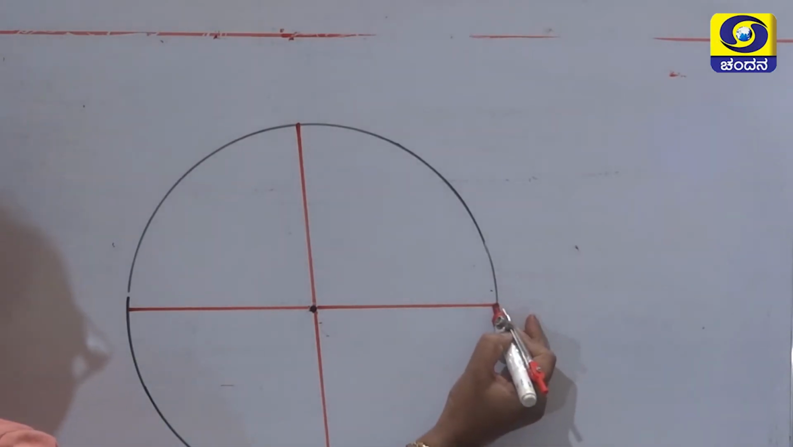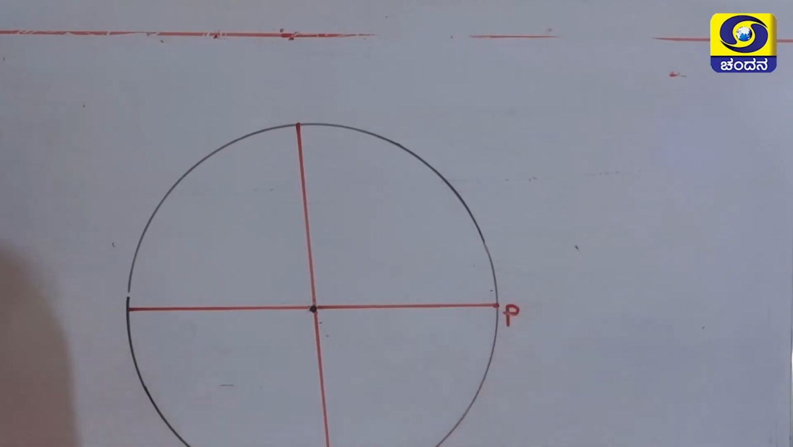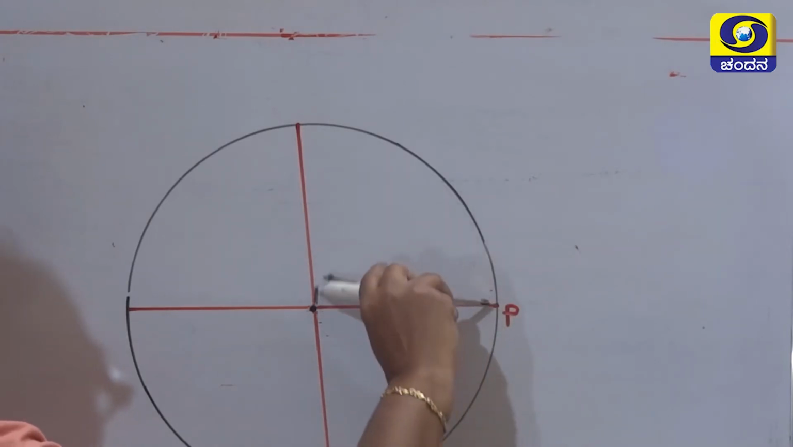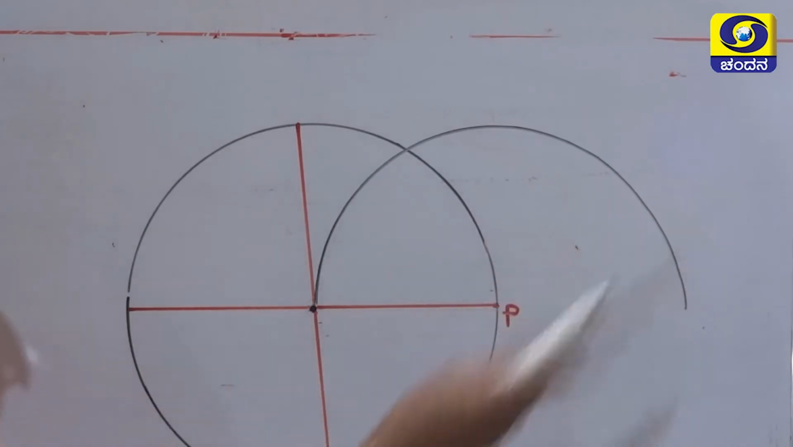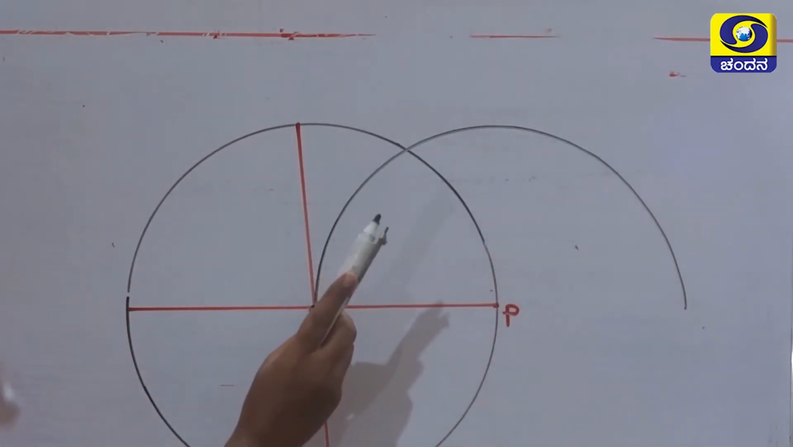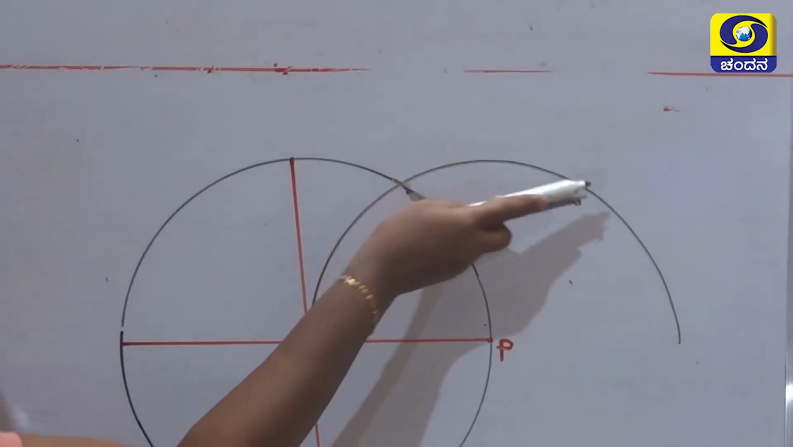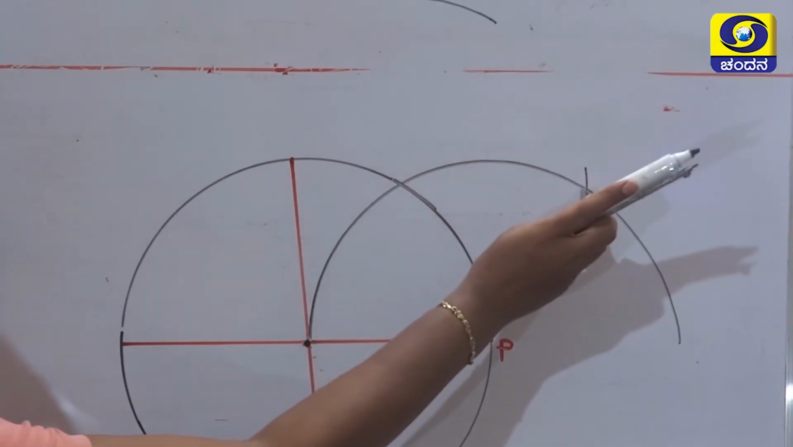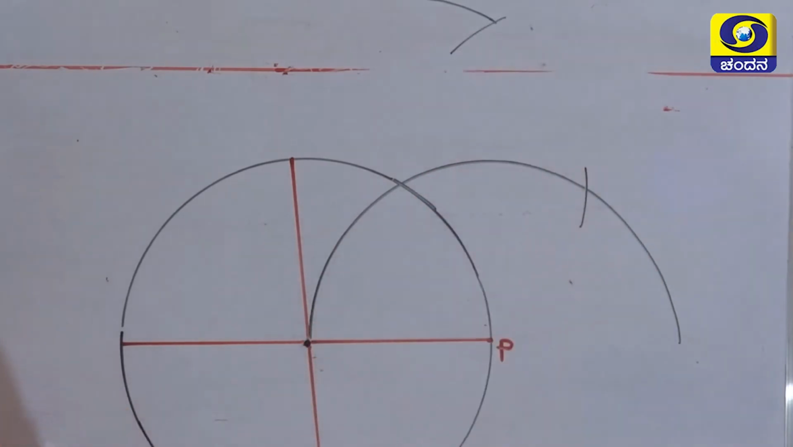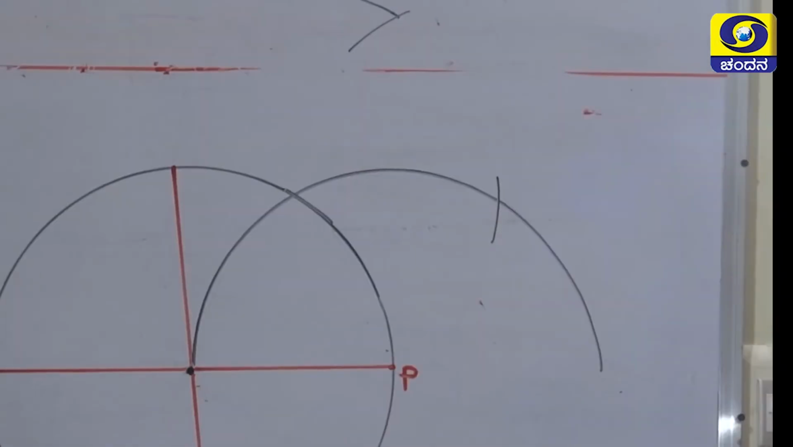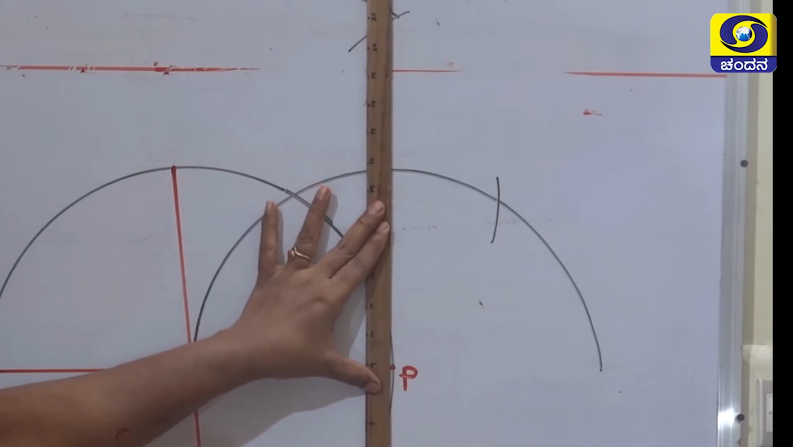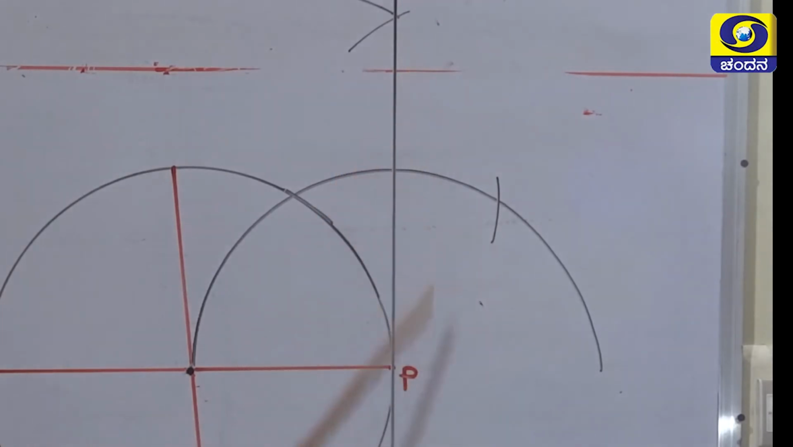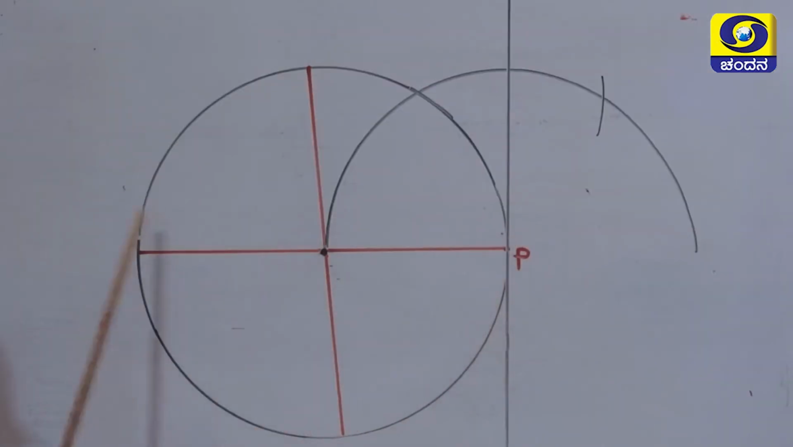I'll show you how to make the tangent at this point P. Let me take this distance. Make a semicircle here. Without disturbing the compass, make two more arcs, and keeping the needle at two arcs, we have to make two more arcs. Now join the point of intersection of these arcs with the point P. Now this is the tangent at the end point of the diameter.